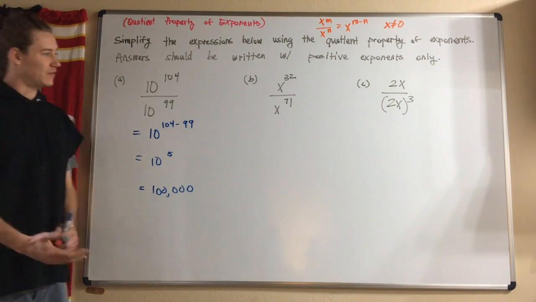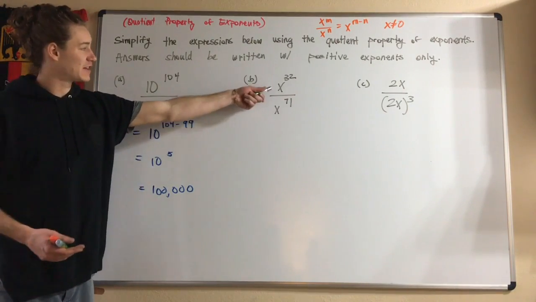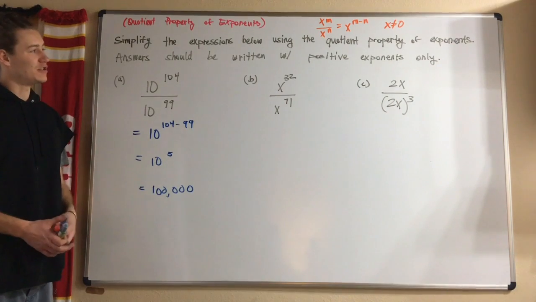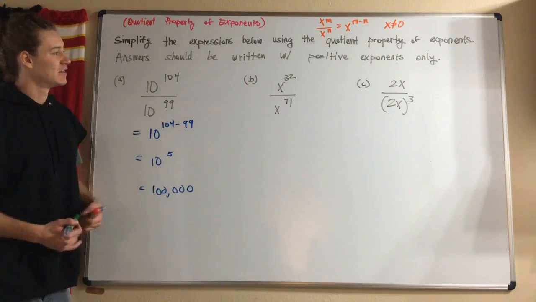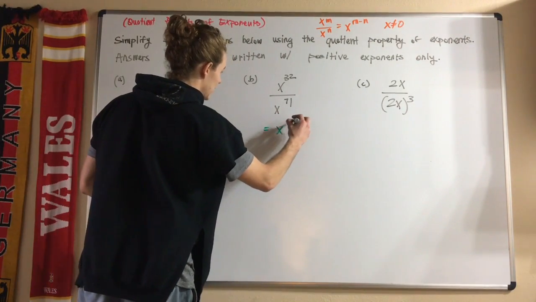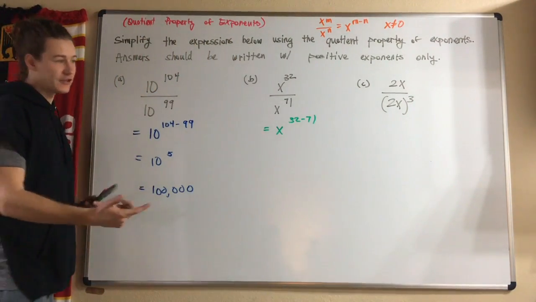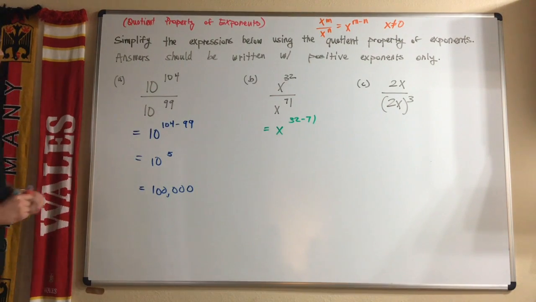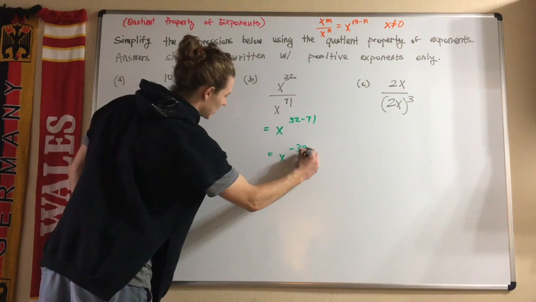Let's look at part B. So again, we have a quotient of powers. We have the quotient of x to the 32 power and x to the 71 power. We're going to use the quotient property of exponents to rewrite this as x raised to the 32 minus 71. So again, we're just finding the difference of the numerator power and the denominator power. So 32 minus 71, that's going to be negative 39, so I have x to the negative 39.